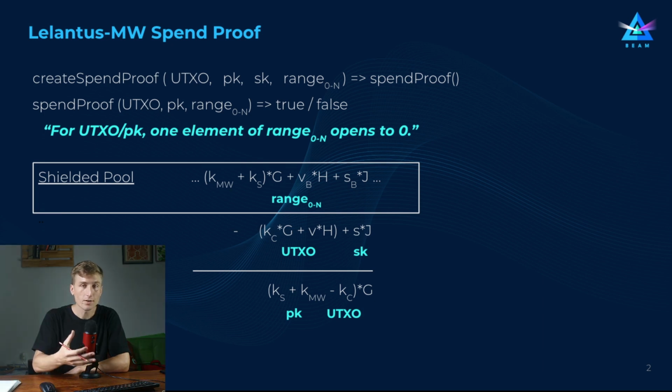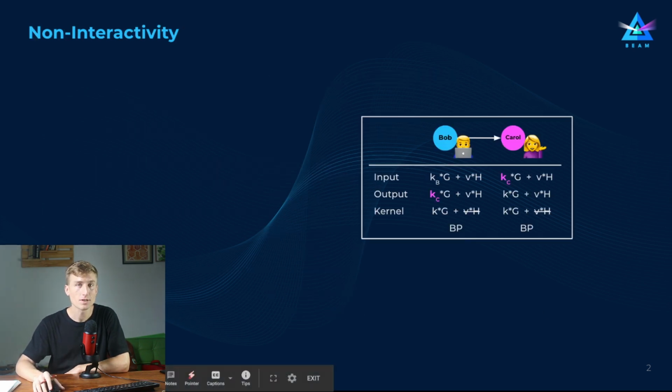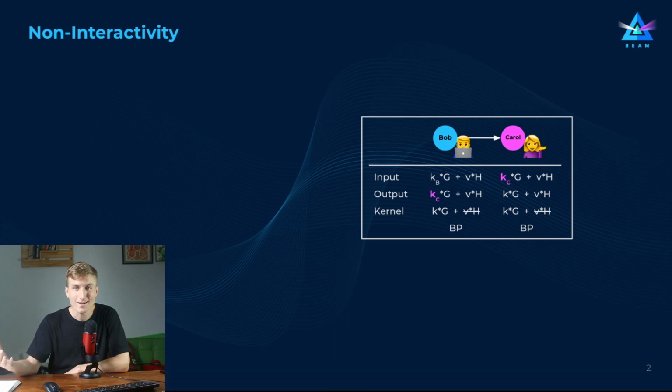There are a lot of other features that are also going live at the same time, and one of them is non-interactivity. So this is when Bob and Carol can do a transaction without having to interact. Okay, so in Mimblewimble, this K sub C value is essentially Carol's secret. It's the secret that she needs to use in order to create a valid transaction in the future. But of course, Bob needs this value in order to create a balanced transaction here.